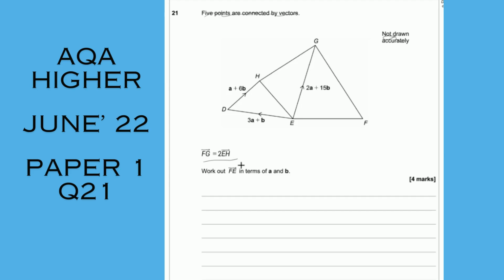With vectors, you're best off just thinking, what do I know? What journeys do I know? Now, unlike a lot of vectors questions, there's no congruent shapes here. So you just have to start puzzling this through. So F to G, that line there is double that line there. So there's your way in. Let's start with that line there.